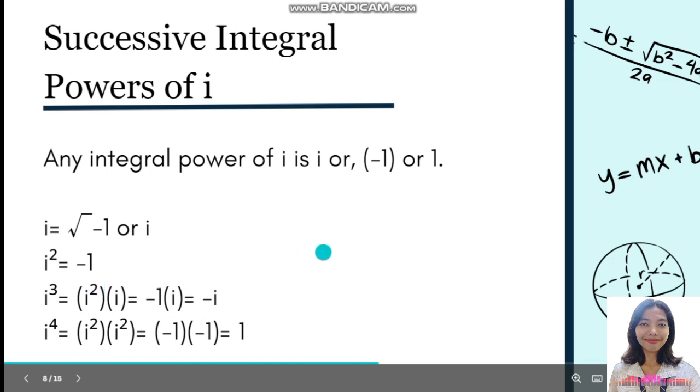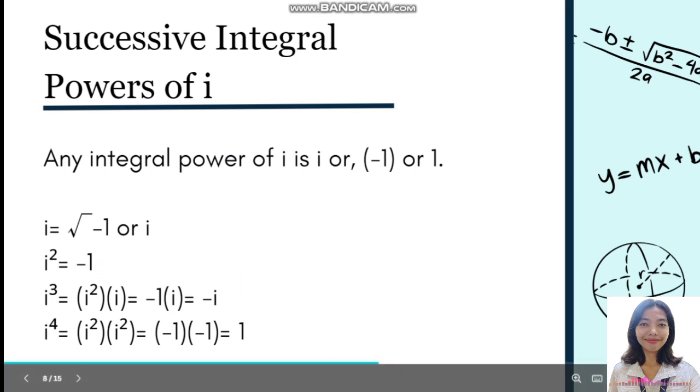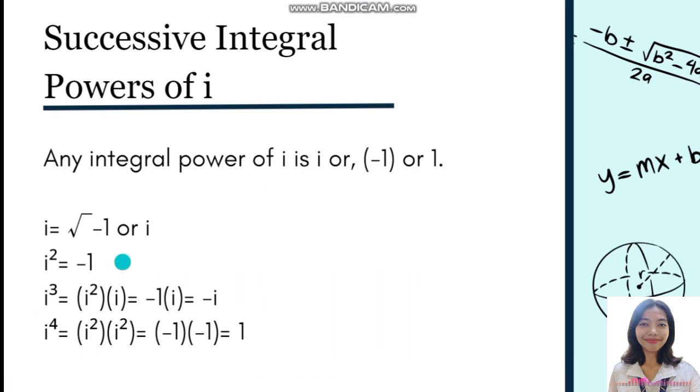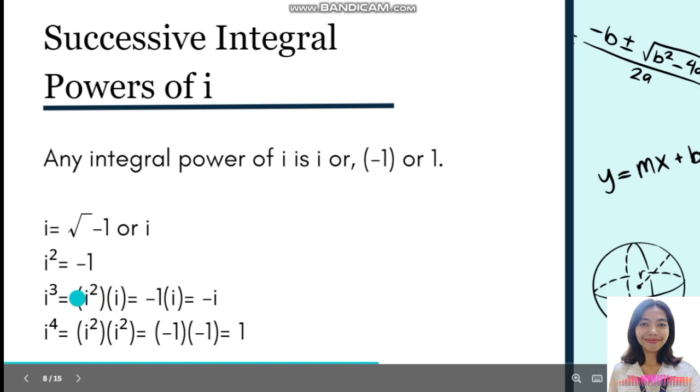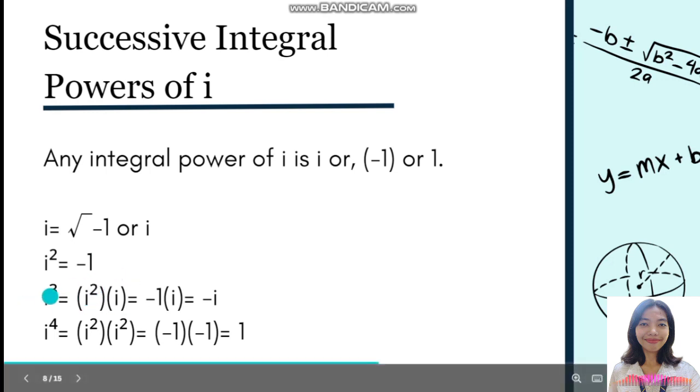So here we have a rule for multiplication that if you are going to multiply numbers that have exponents, all you have to do is add the exponents. So here we have the imaginary number i, so you just have to add the 2 and the 1, so we can have 3. So 2 plus 1 is equal to 3, that's why we have i cubed. And since i squared is equal to negative 1, we have negative 1 here, and i will remain as is. So negative 1 times i is negative i.